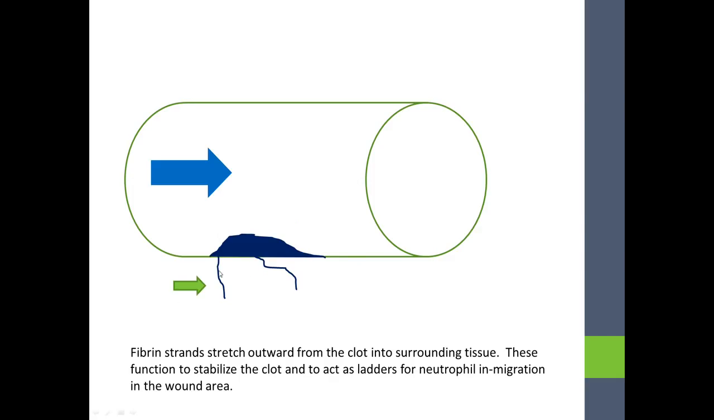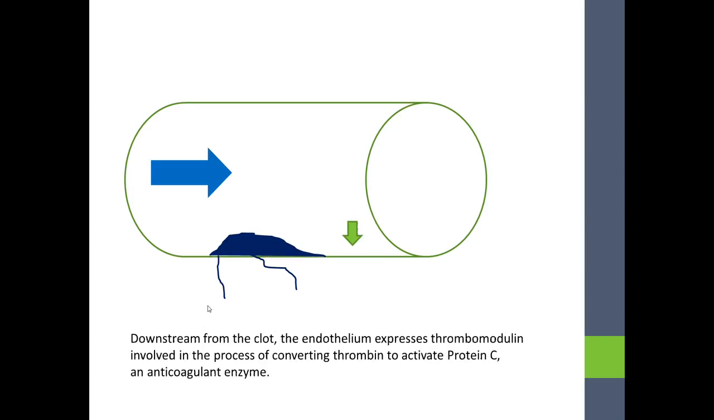The clot has fibrin strands which project out from the broken vessel into the surrounding tissue. These function to stabilize the clot and to act as ladders for neutrophil in-migration into the wound area to facilitate wound healing. You'll note though that the clot stops, and this is because of the effect of endothelial expressed thrombomodulin, which is involved in the process of converting thrombin washed downstream from the clot to activate protein C, which is a potent anticoagulant enzyme. The effect of activating protein C here focuses the clot, much like a lens.